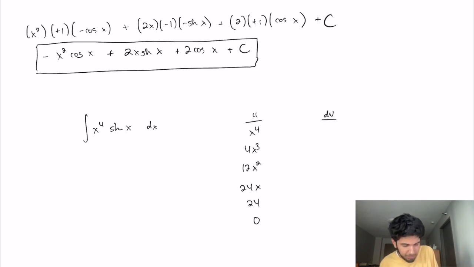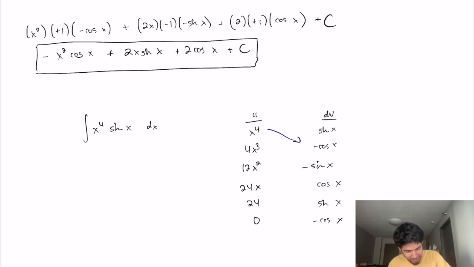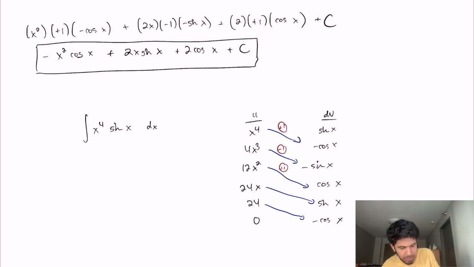On our dv side, we would have sine of x, negative cosine of x, negative sine of x, cosine of x, sine of x, and negative cosine of x. And again, you draw all of these arrows until you get to the very bottom. And again, alternate between your plus 1, minus 1, plus 1, minus 1, plus 1. And then you can get the same answer from there. But look how quick this was. It's so quick, and that's the specialty of tabular integration.